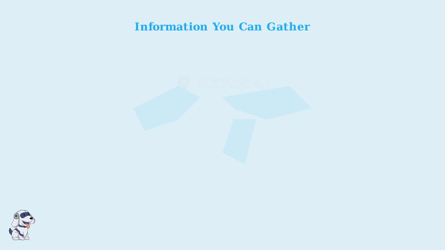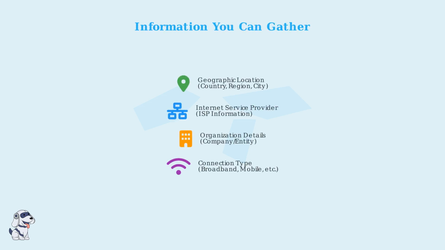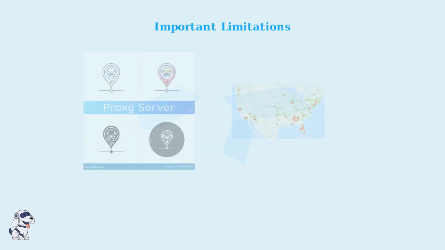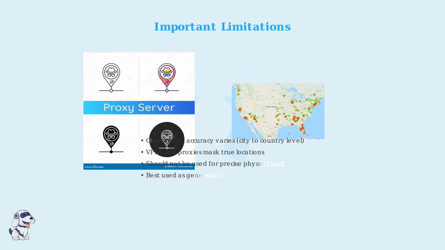IP lookup services typically provide several key pieces of information: the approximate geographic location, including country, region, and city; the Internet Service Provider or ISP, the organization that owns the IP block; and sometimes additional details like connection type and threat intelligence data. It's crucial to understand that IP geolocation is not always precise and can be misleading.